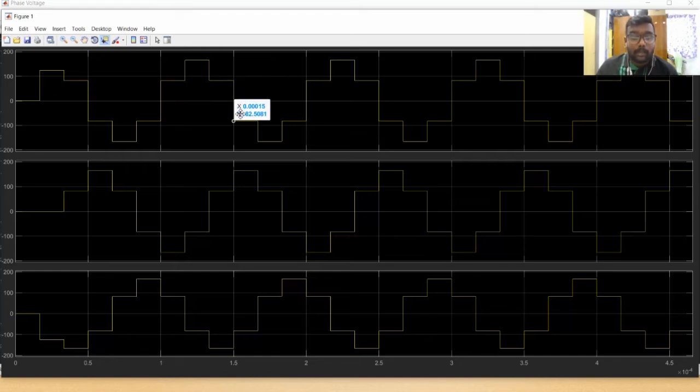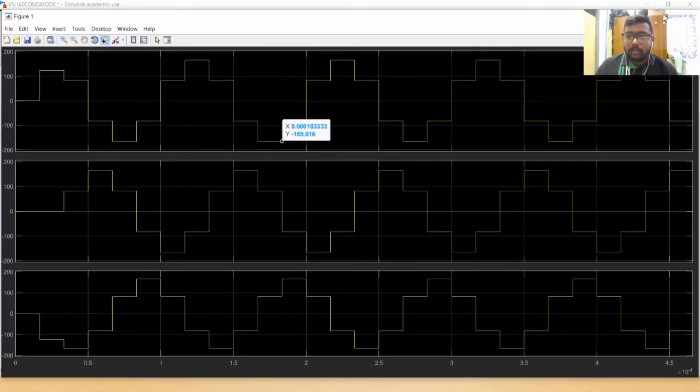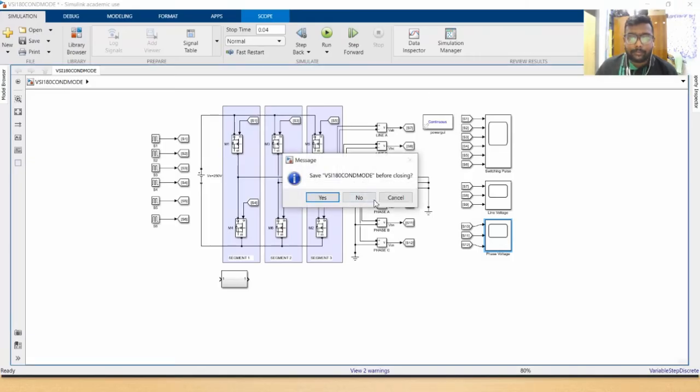The second step that it has produced is 82.5081 voltage. The third is in the negative cycle, so the value that it produces is negative 82.5081. The negative peak value is negative 165.016 voltage. So that's all for this simulation.